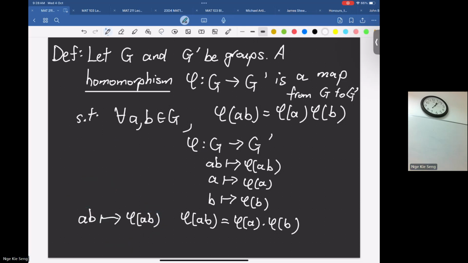So what do you do? Here is the element in G prime. Here is the element in G. Let me draw this map here. What's this map? This map is a phi map. So there's another route to phi AB. What's that route?